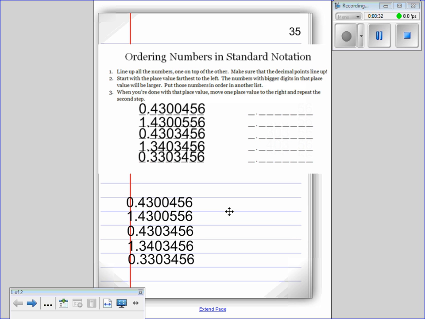We're going to make sure that the decimal points line up so that we can compare the numbers in each individual place value. So we're going to start with the place value furthest to the left. What we're going to do right now is put them least to greatest.